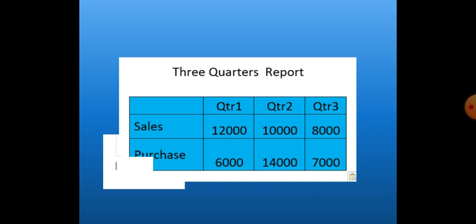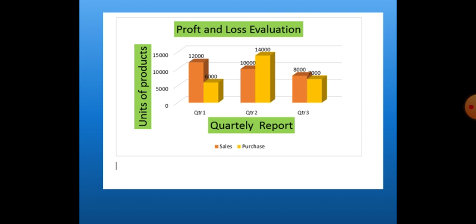Now if we select the table and also select a column chart type, we will find that because there are 3 columns and 2 rows, column data is plotted on the x-axis and row data is plotted on the y-axis, and we can see that we are just getting a quarterly report. We can compare sales and purchase for each quarter separately.